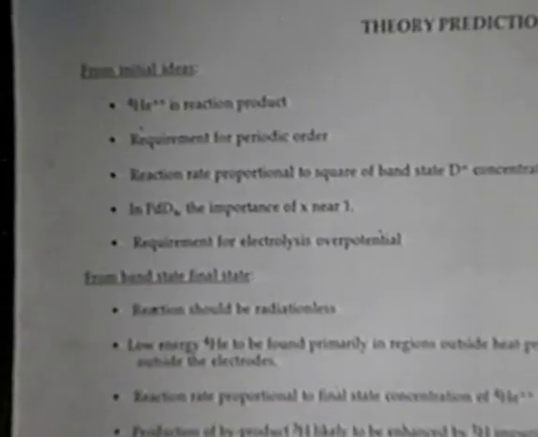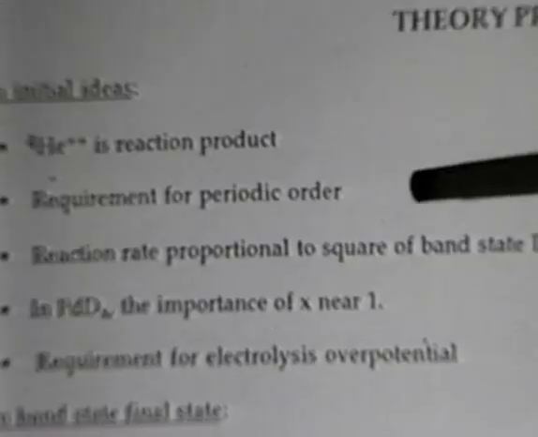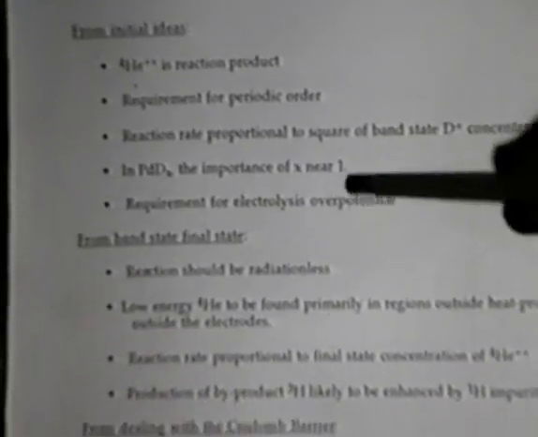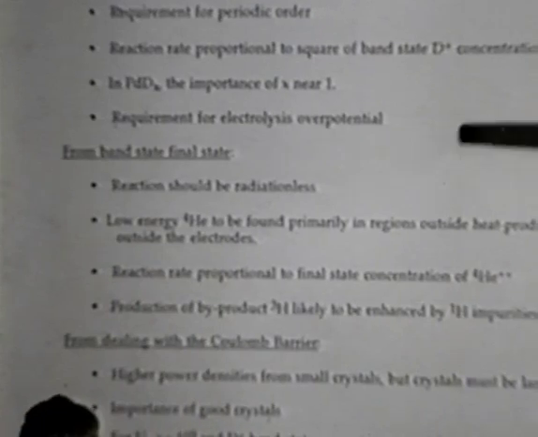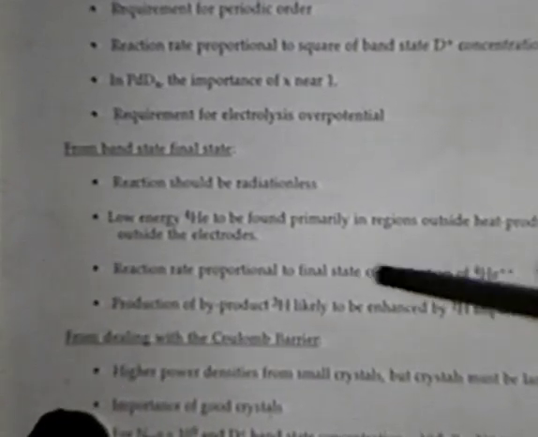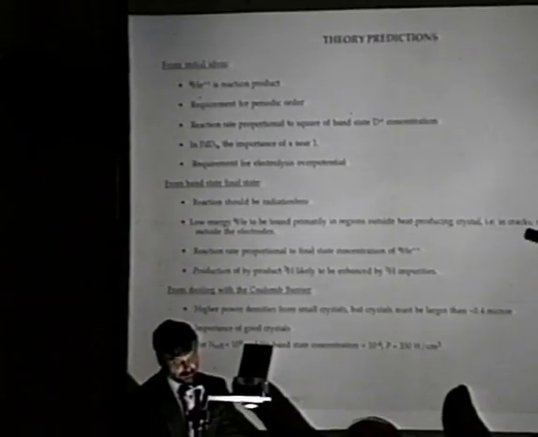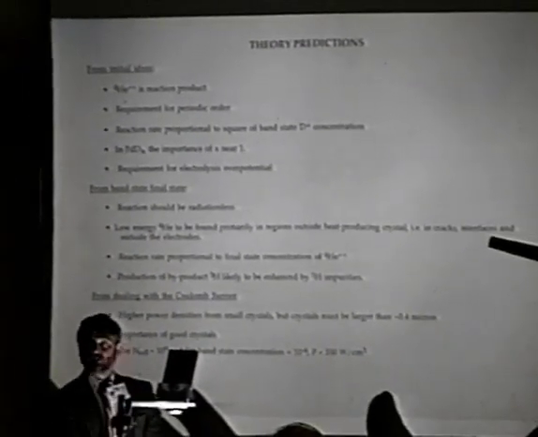Prior to measurement, we predicted that helium-4 would be the reaction product, that there's a need for periodic order, that reaction rate is proportional to the square of band state D plus concentration. We need values of x near 1 in ordered domains. Then there's a requirement for electrolysis at an overpotential. The reaction should be radiationless, all made prior to observation. Low energy helium-4 to be found primarily in regions outside the heat-producing crystal, that is, cracks, interfaces, and outside the electrodes, prior to Melvin Miles's measurements.